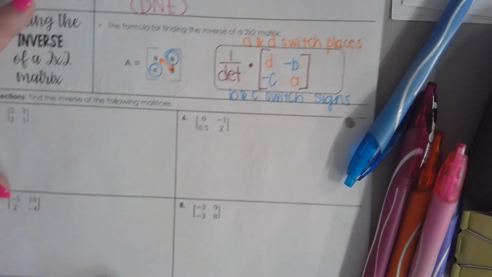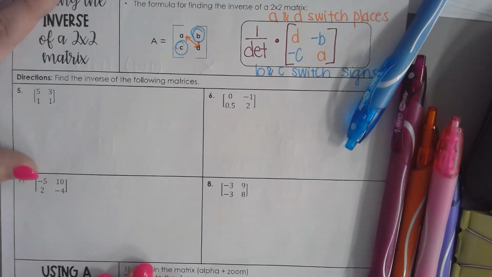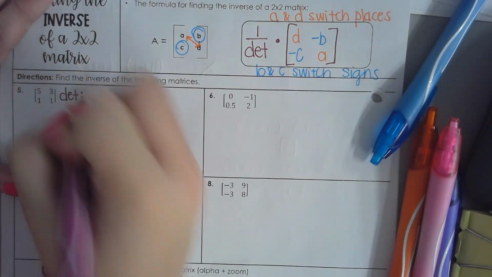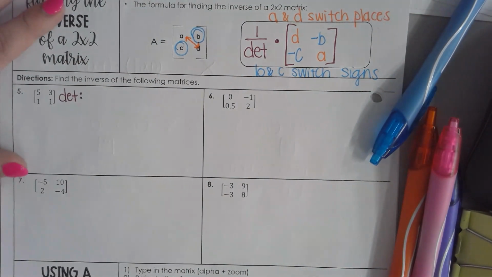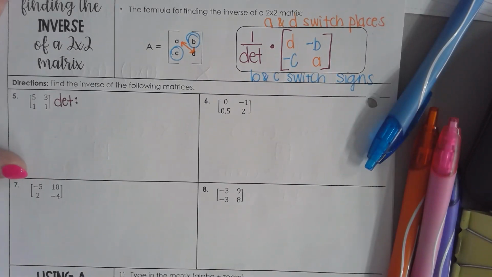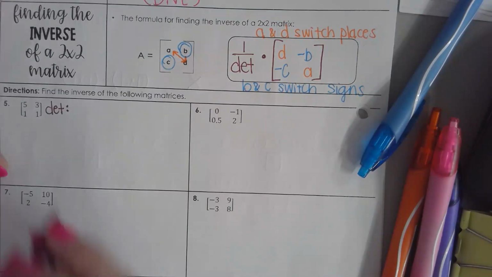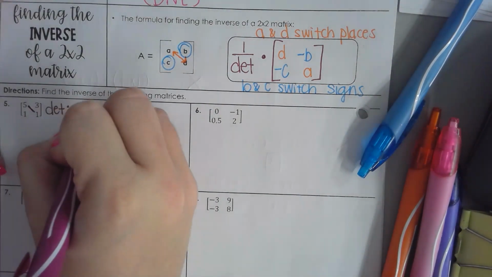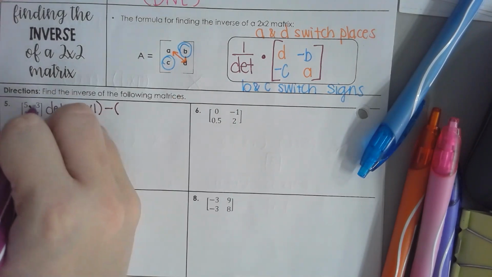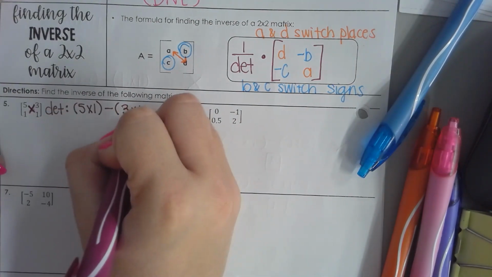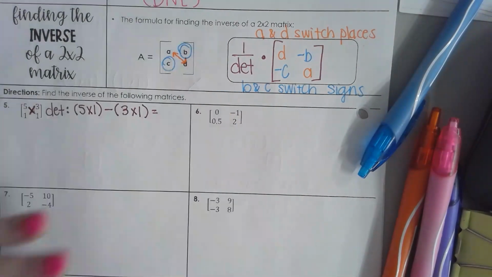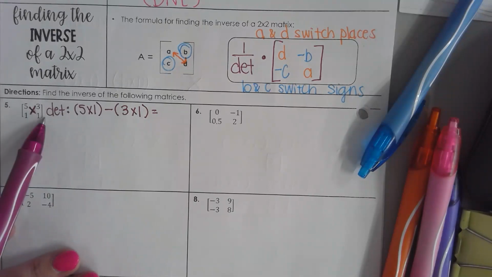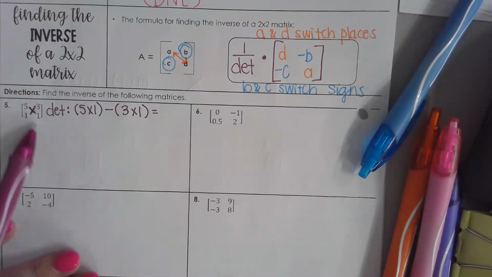So let's do a real example. When you're finding the inverse, you always start out by finding your determinant, which is what we did on the front. A times D, 5 times 1, minus B times C, 3 times 1. So the determinant is A times D minus B times C.